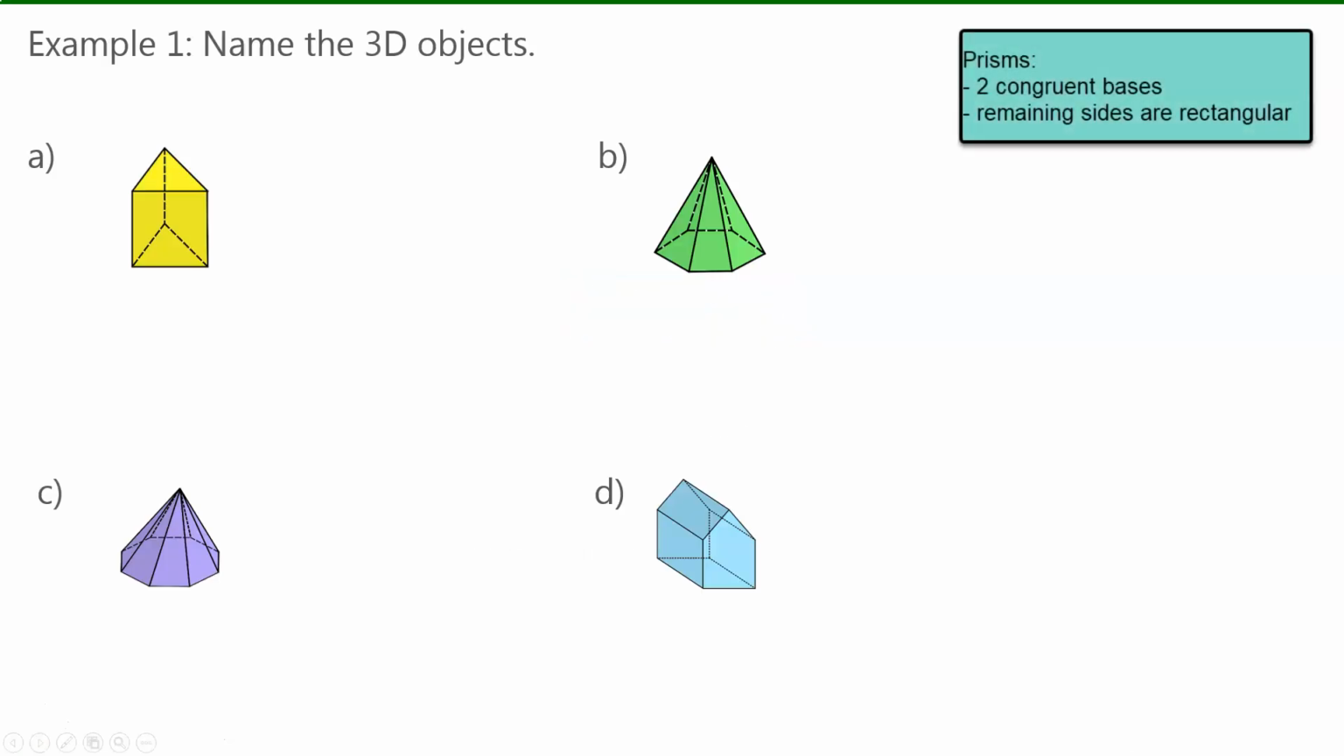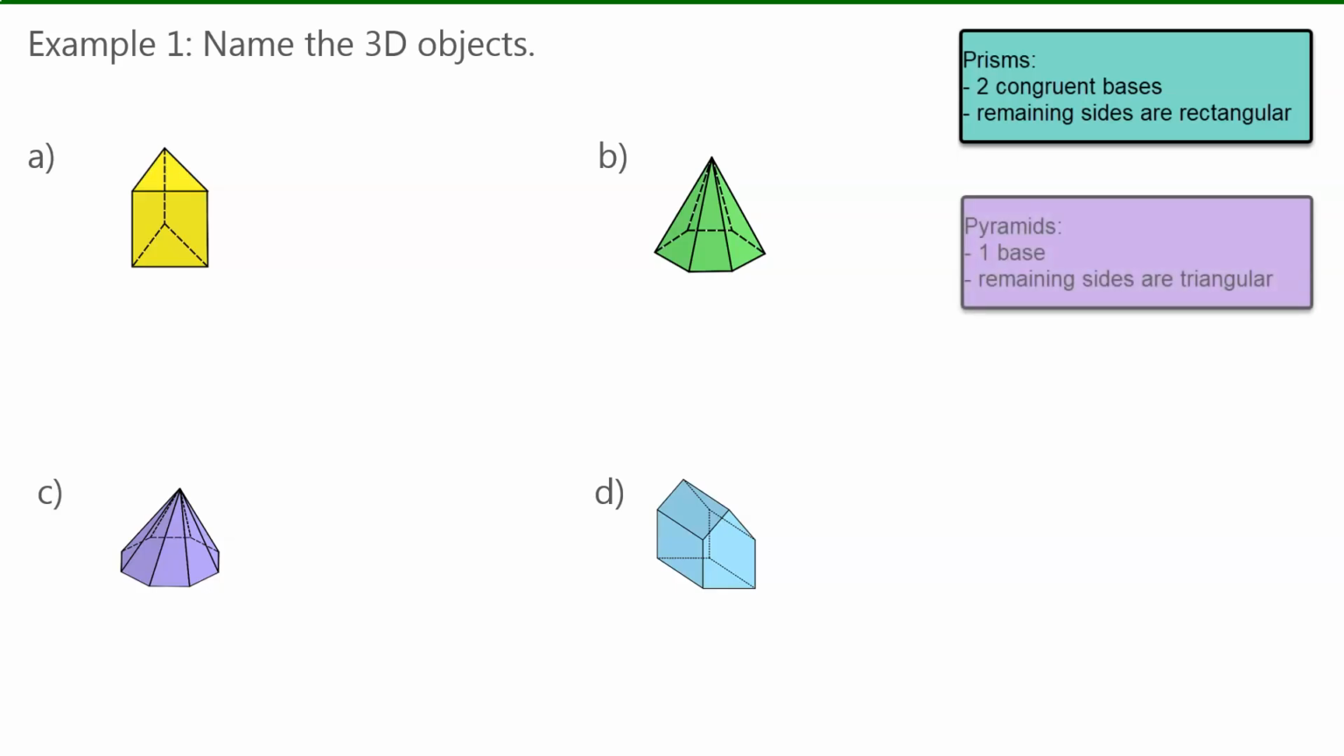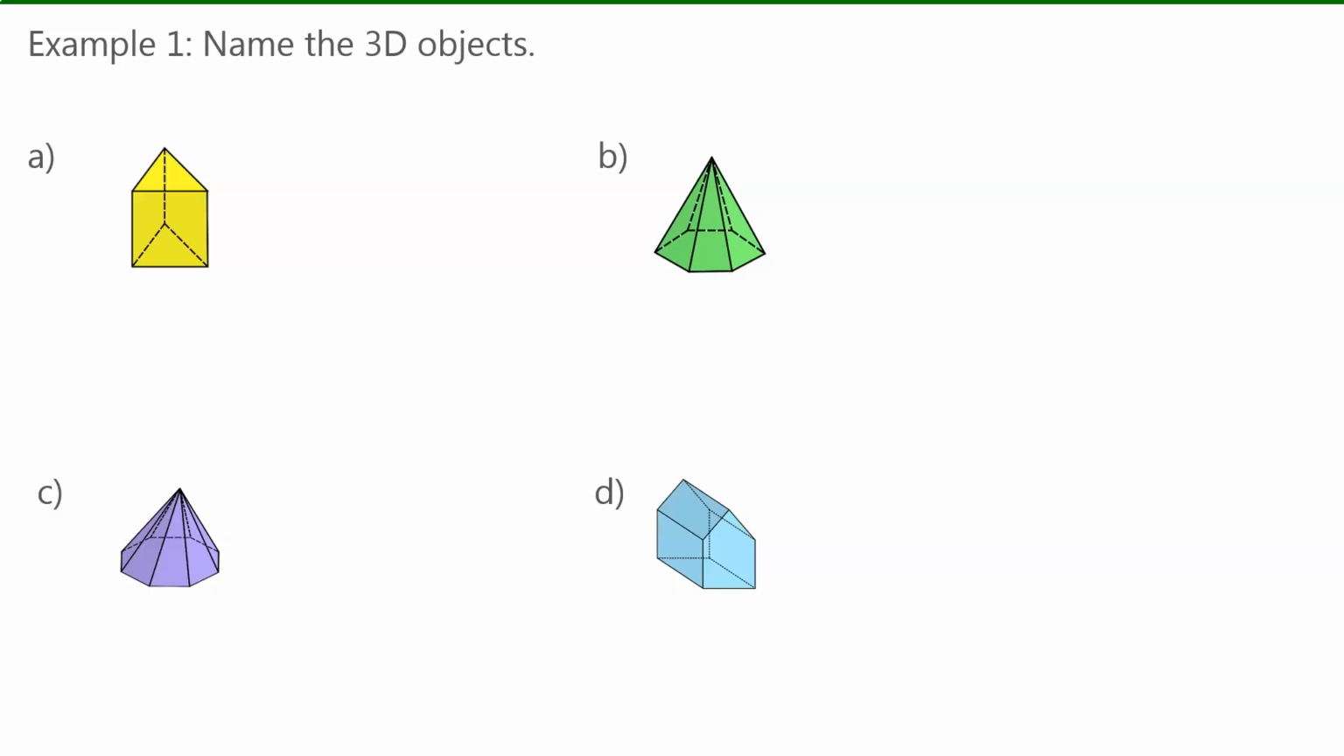Remember, when naming prisms, we must have two congruent bases, and the remaining sides must be rectangular. And when naming pyramids, we have one base, and there's an apex above that base, where the remaining sides, which are all triangles, will meet. So let's look at example A. When I look at this 3D object, I see two triangular faces that are congruent, and the remaining sides are rectangles. So therefore, this 3D object would be a triangular prism.